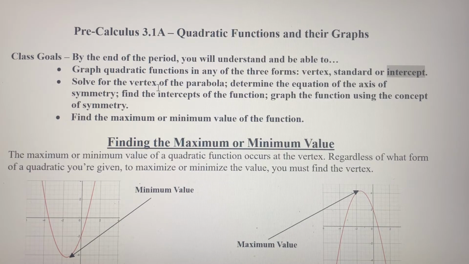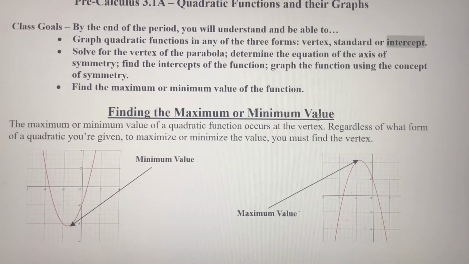We're going to find the vertex. We're going to determine the equation of the axis of symmetry. We're going to find the intercepts if they're easy to find. In some cases, they won't be as easy to find. And then we're going to graph the function using that concept of symmetry and this axis of symmetry, okay? We're also going to determine the maximum and the minimum value of the function, okay?